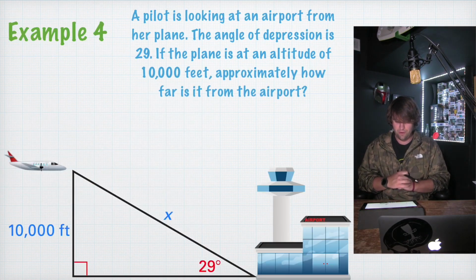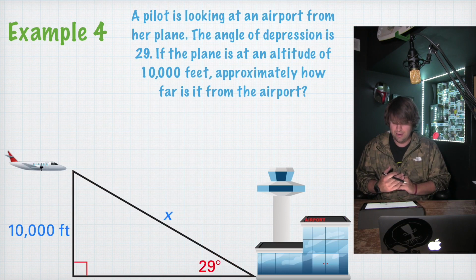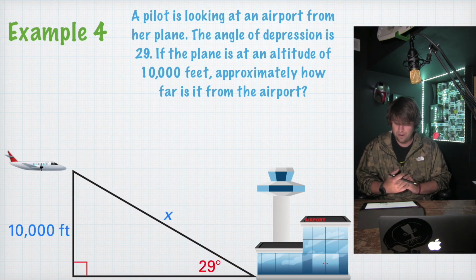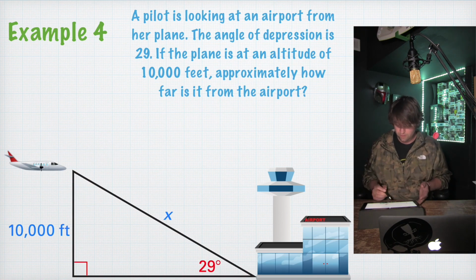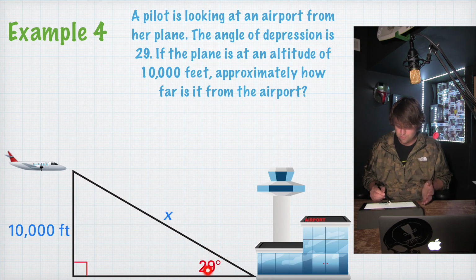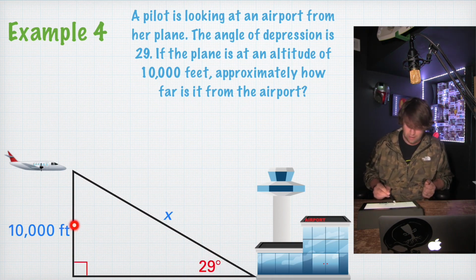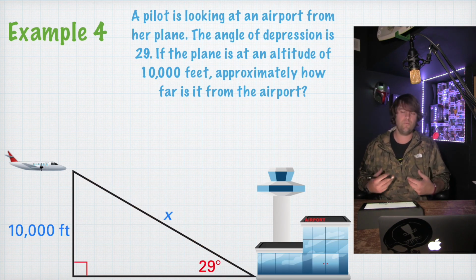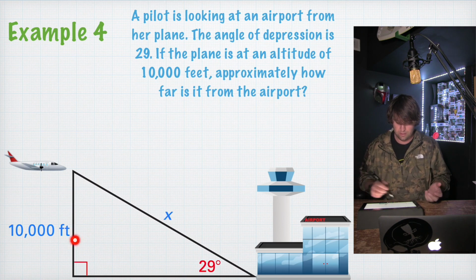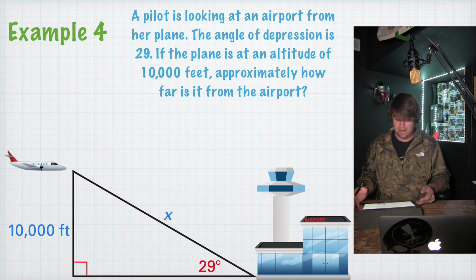Next problem, example 4. A pilot is looking at an airport from her plane. The angle of depression is 29 degrees. If the plane is at an altitude of 10,000 feet, approximately how far is it from the airport? So here we know we have 29 degrees that we're going to be working with, and the sides we have in relation to 29 degrees are opposite and hypotenuse. So which trigonometric ratio deals with opposite and hypotenuse? Sine. Right, opposite over hypotenuse.